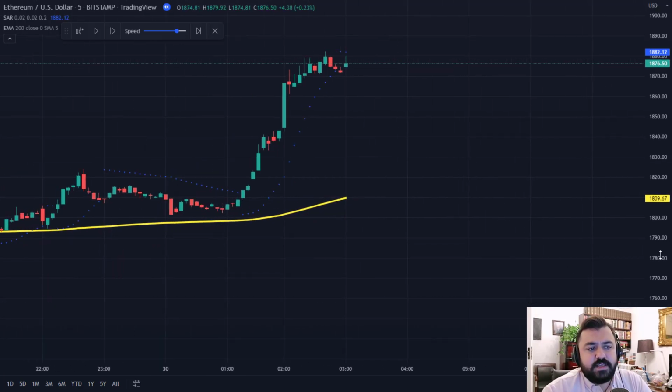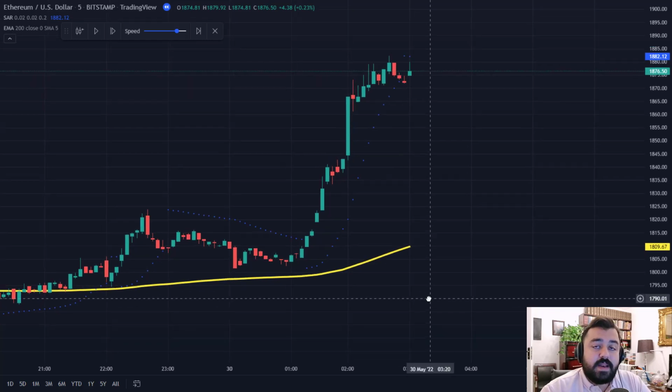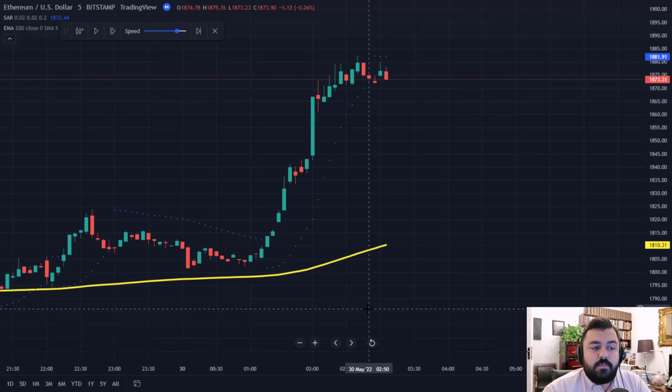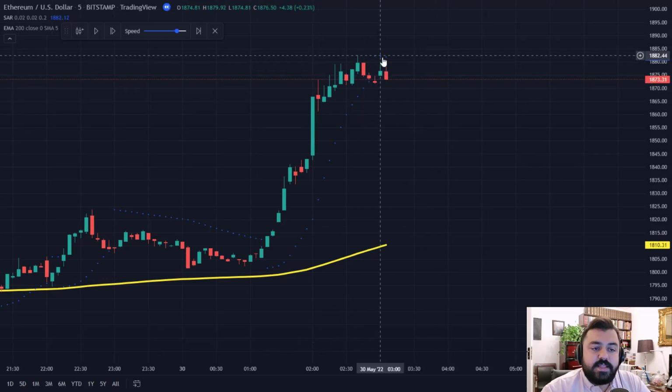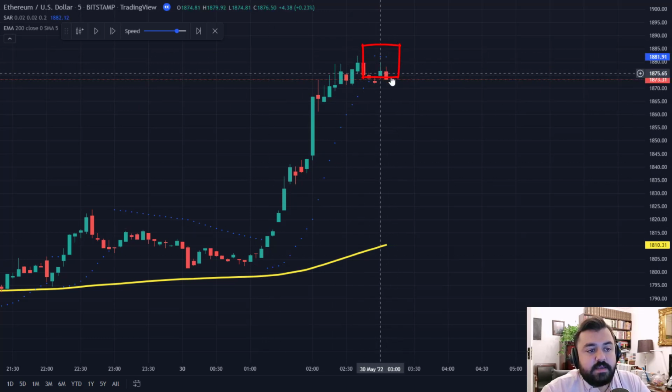Besides using the Parabolic SAR as an entry strategy, you can also use it as an exit strategy as well. And one of the most common ways that traders use it as an exit strategy is by simply waiting for the Parabolic SAR to switch positions.